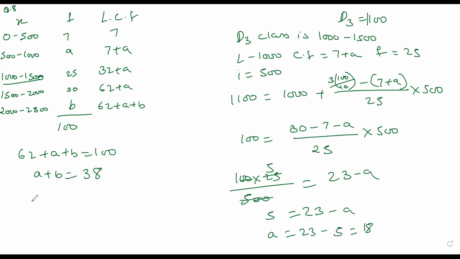If A is 18, I can put it here. 18 plus B is equal to 38. So B will become 38 minus 18, that is 20. So the missing frequencies are 18 and 20.